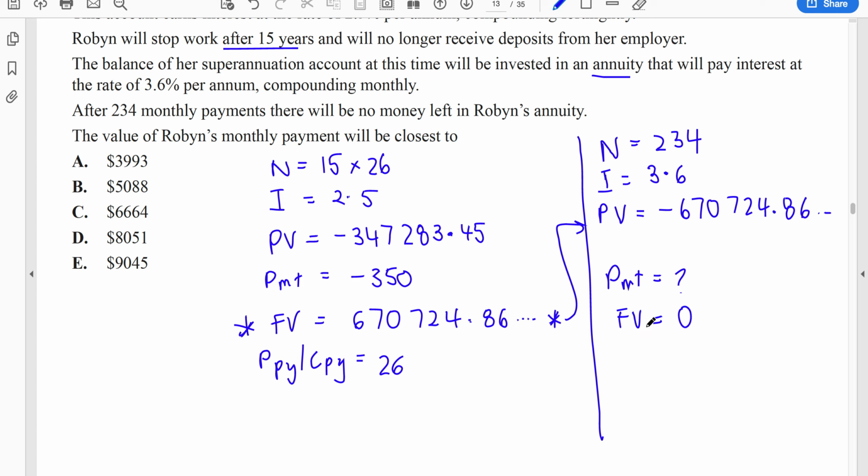Future value is 0 because we're told there'll be no money left. And just be careful because it changes to monthly here. So then you need to change this to 12. And then we're solving for payment. And it comes out as 3993.314. So that will be A.